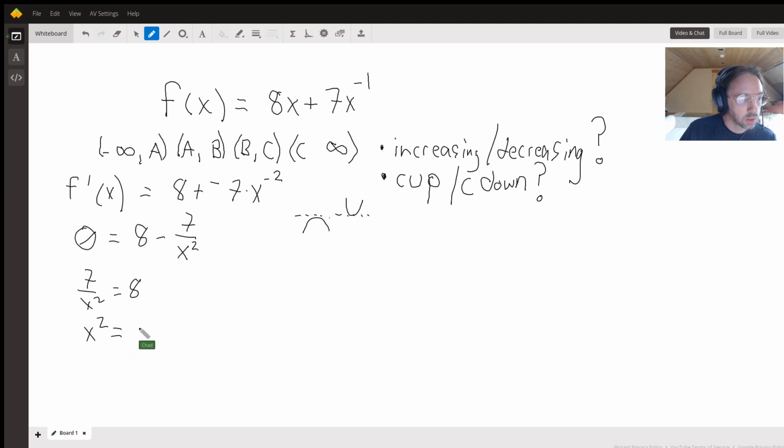So x squared equals 7 over 8. So x is plus or minus the square root of 7/8. So these are the two places, A and C, where the curve will have maxima and minima. And you can tell from the slope that if you put in a value of 0 for x, you're going to have your asymptote, so B must be 0.